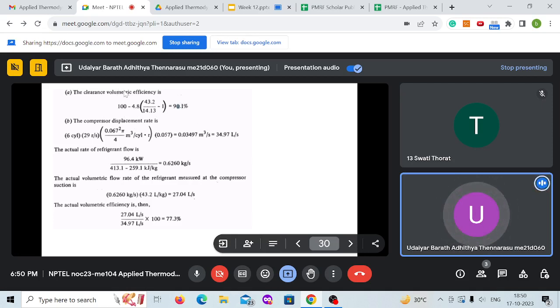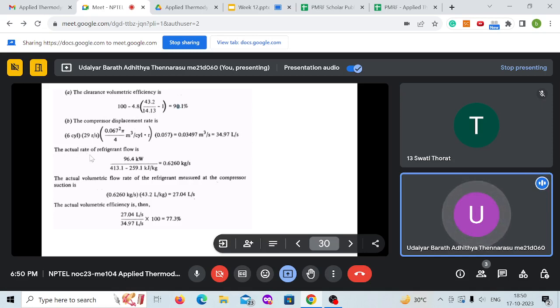So this is using the volumetric efficiency relation. Now we will calculate the compressor displacement. We know it's a 6-cylinder compressor running at 29 revolutions per second, and the stroke volume is pi by 4 d squared into L, with the bore diameter given. So this will come out to be 0.03497 cubic meters per second, or 34.97 liters per second.